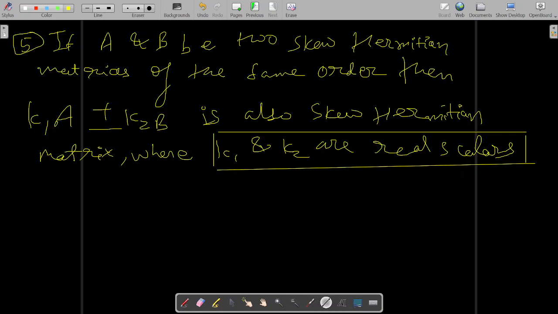If A and B are two skew Hermitian matrices of the same order, this is also very important. Same order is very important. If A is 3 cross 3, then B should also be 3 cross 3. This property can be proved very easily.